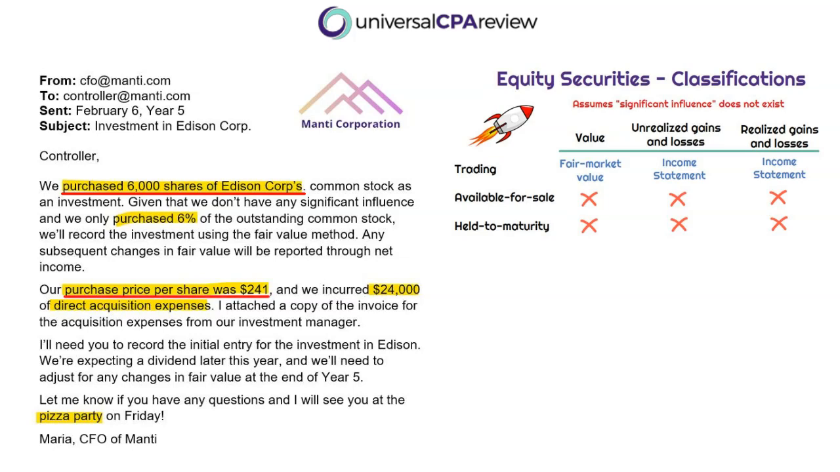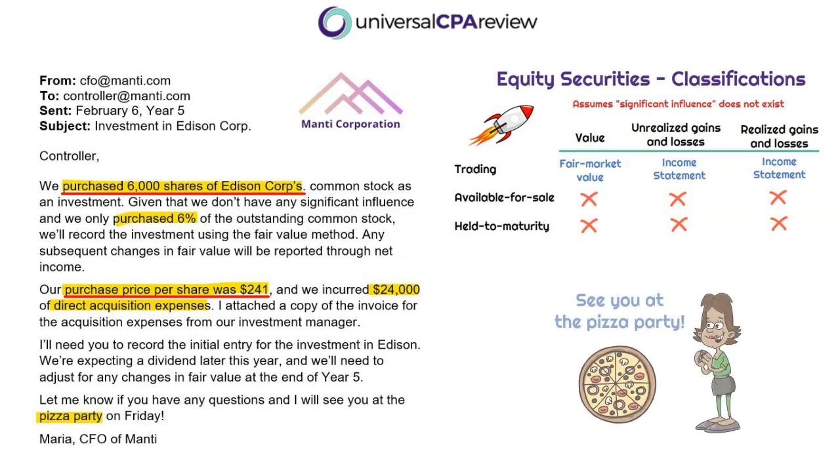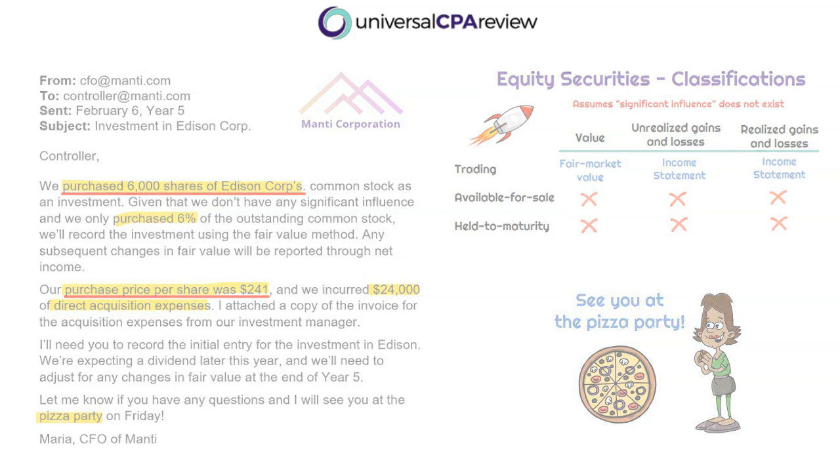It also tells us that the purchase price per share was $241 and that they incurred direct acquisition expenses of $24,000. We'll figure out what that means later on. Ultimately, we need to record the initial entry. There's a dividend that's going to come later this year, and we need to account for any changes in fair value. Lastly, the CFO seems like a friendly individual. They said, hey, see you at the pizza party on Friday. Who doesn't love a pizza party, right?